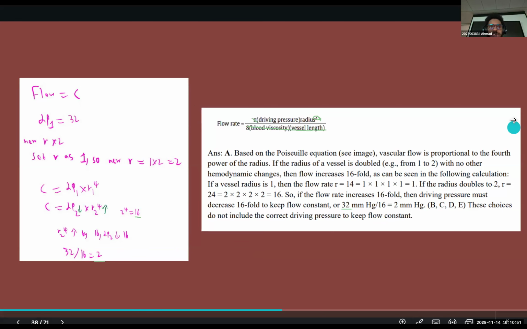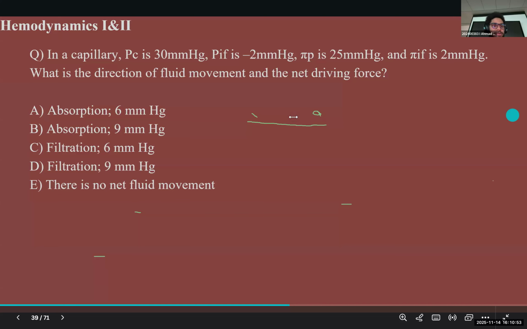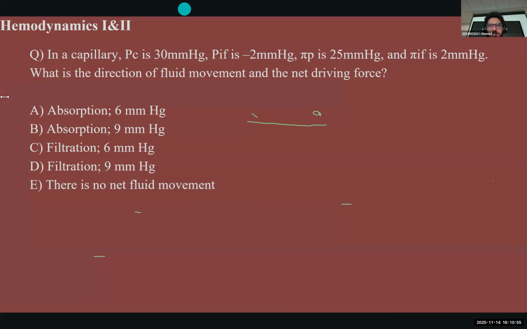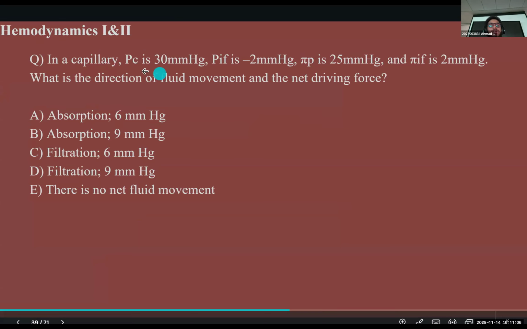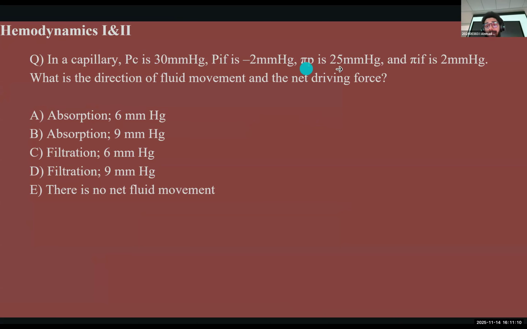And now let's move on to the next question. Also in dynamics. Oh, 1 second. Clear the drawings. Yeah, clear the drawings. Okay. In a capillary, PC is 30, PIF is -2, delta P is 25, and delta IF is 2. What is the direction of fluid movement and the driving force? This is an easier question. This is probably something Dr. Mooney would get.